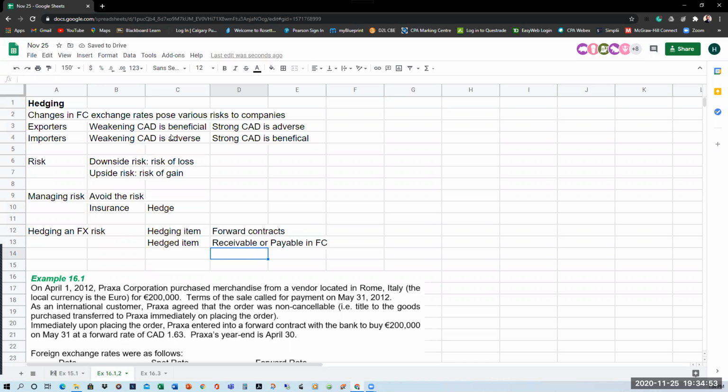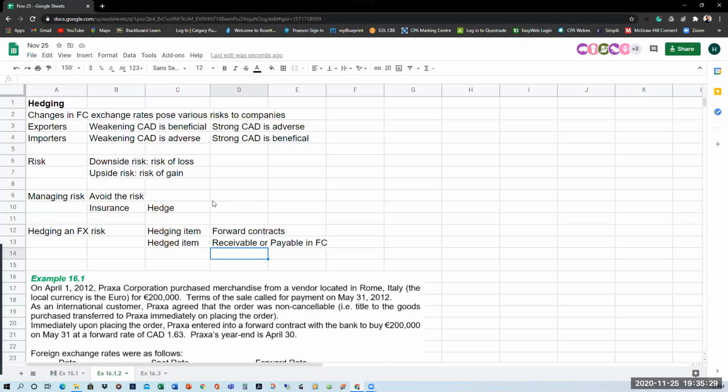Because if you think about the risk, well, if we don't have any exposure to foreign currency, then there's no risk to us. Exchange rates could change all they want. If we don't have any exposure to foreign currency, then we don't care. We will only care if we are exposed to foreign currency amounts. And those foreign currency amounts would typically be either an amount that we are looking to receive in foreign currency or an amount that we will be paying in foreign currency, right?